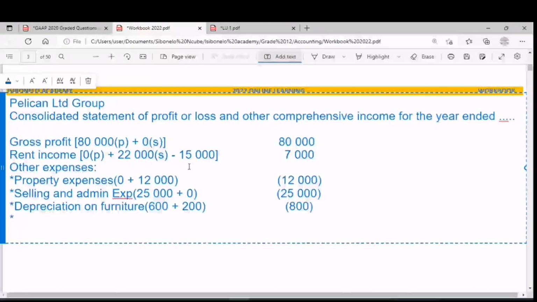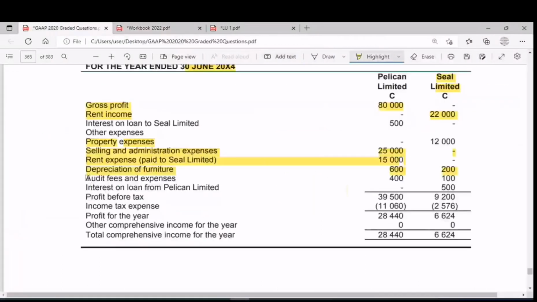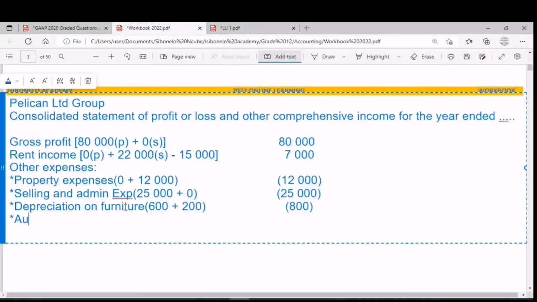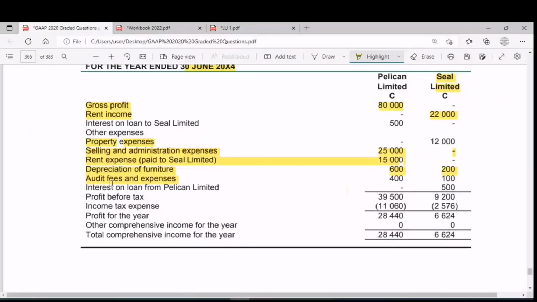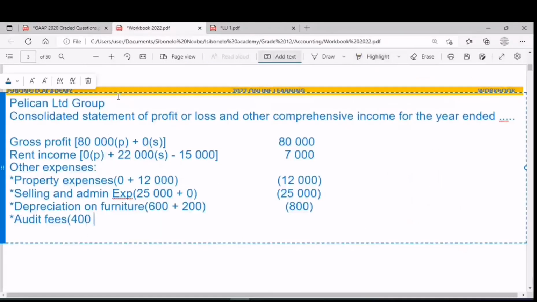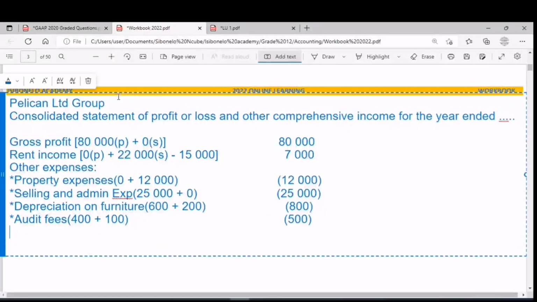And then any expense esinayo ile ya ka audit fees. So audits. So audit fees it's 400 plus 100. Then interest on loans eliminated lo 500 says ukubuyisa. So 400 plus 100 audit fees. Kusinika the total ka 500. Okay, so asibuyisi interest on loan ka 500 ngoba si eliminated.